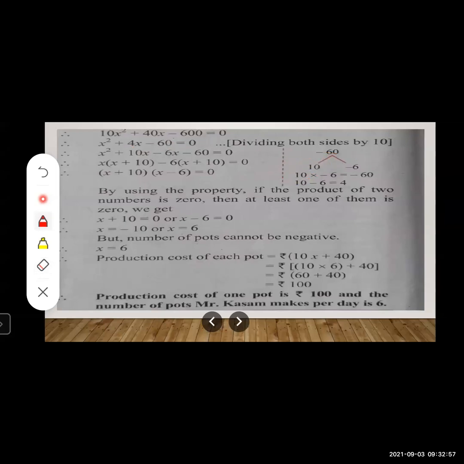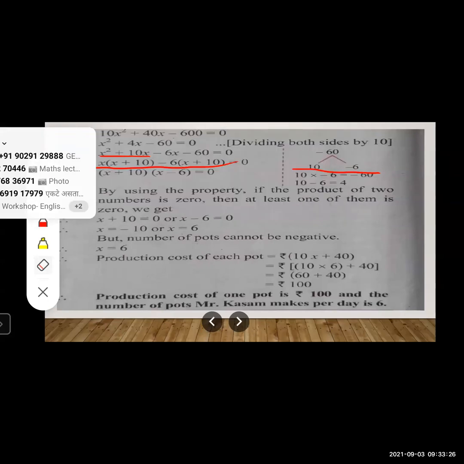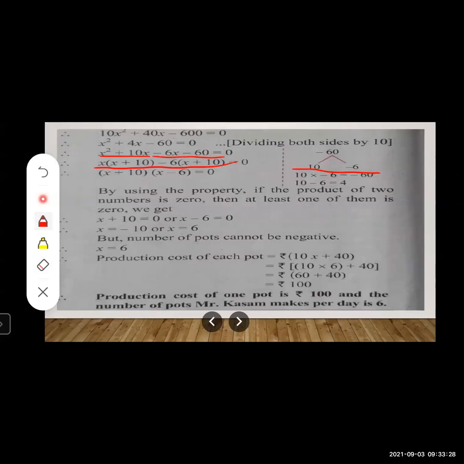Now let us take these factors for further simplification. When I take these factors, what I will get? x square plus 10x minus 6x minus 60 is equal to 0. Now, when you further simplify, what you are getting? See here, x is common, x into x plus 10 minus, what is common over here? 6 is common here. So, 6 into x plus 10 is equal to 0.